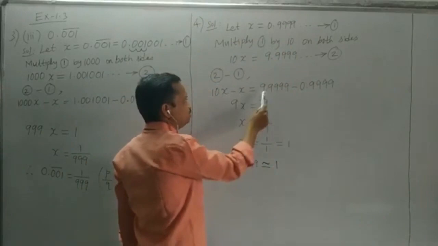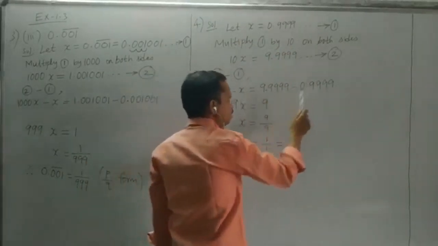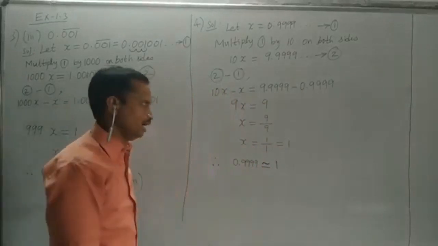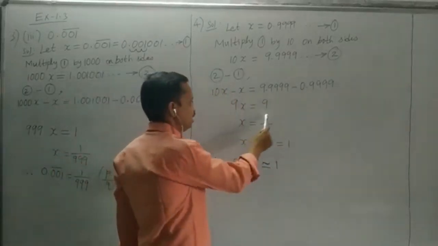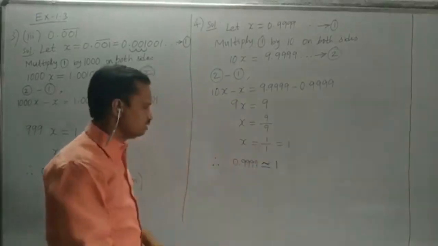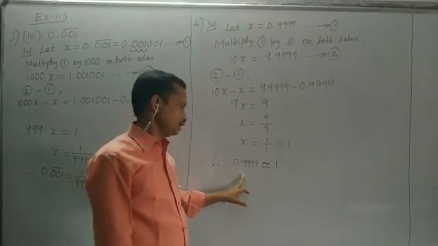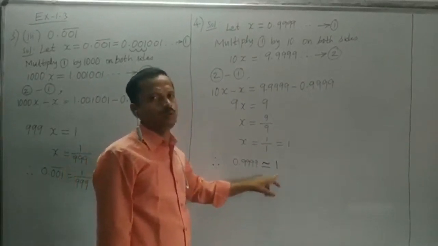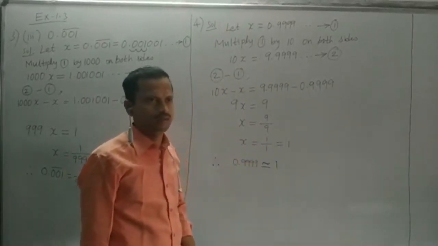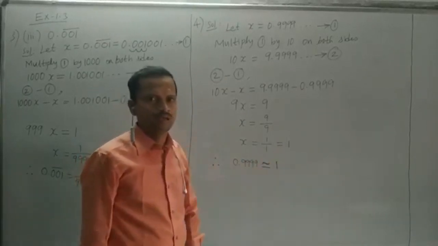So this becomes 9x equal to 9. On the right side the decimal parts are equal, so we get only 9. x equal to 9 by 9, which is nothing but 1 by 1, equal to 1. So that means what? The given decimal 0.9999 is nearly equal to 1. Nearly, not exactly, but nearly. So this is the sense-making question.